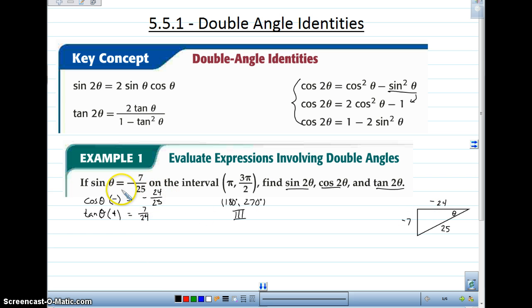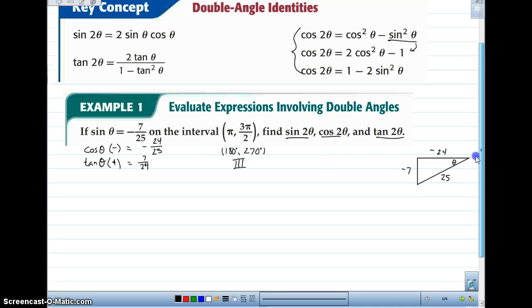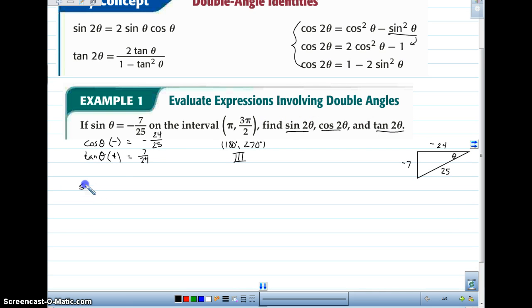So we have our ratios for sine theta, cosine theta, and tangent theta now. And we can use those ratios and our double angle identities to find sine of 2 theta, cosine of 2 theta, and tangent of 2 theta. So let's start with sine of 2 theta. Sine of 2 theta should be the same thing as twice the sine of theta times the cosine of theta. So now, if I want to know sine of 2 theta, I can just replace sine theta with its ratio. Sine theta was negative 7/25. So I'm going to type in negative 7/25. And cosine of theta was negative 24/25.